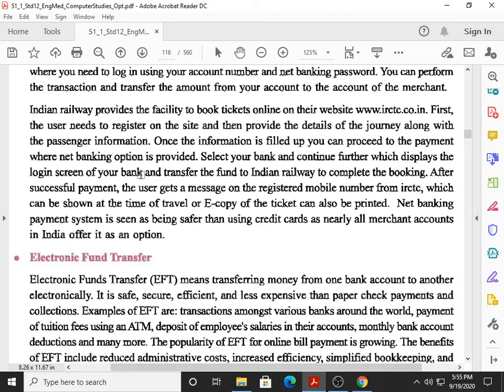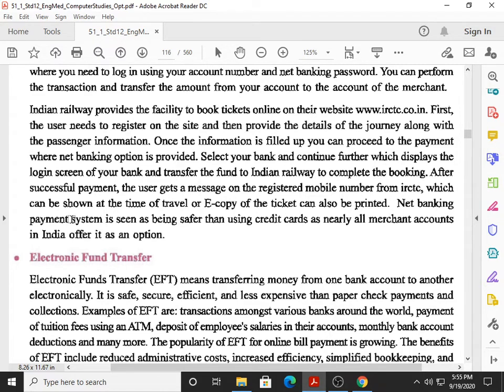After you log in, you have to transfer the fund to Indian Railway to complete the booking. And after the successful payment, the user gets a message on the registered mobile number from the IRCTC Indian Railway website, and that message can be shown at the time of traveling, or you can take a printout of the e-copy ticket. So that printed ticket you can show.